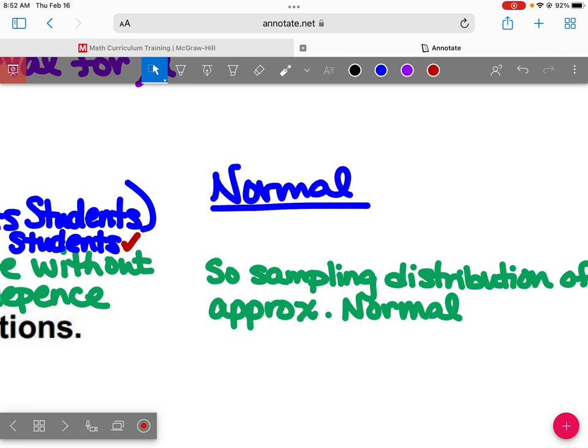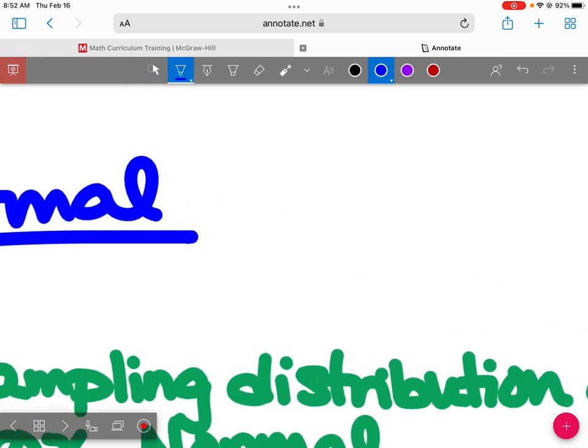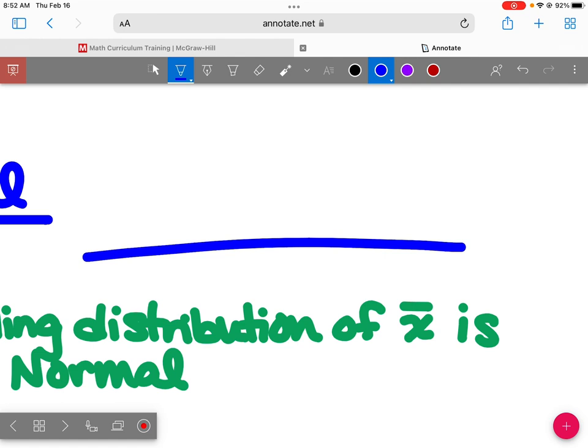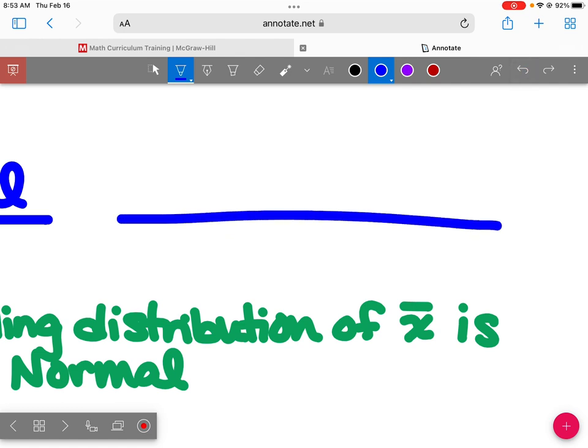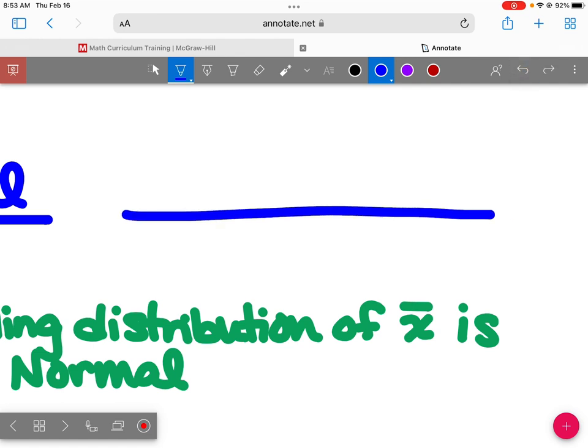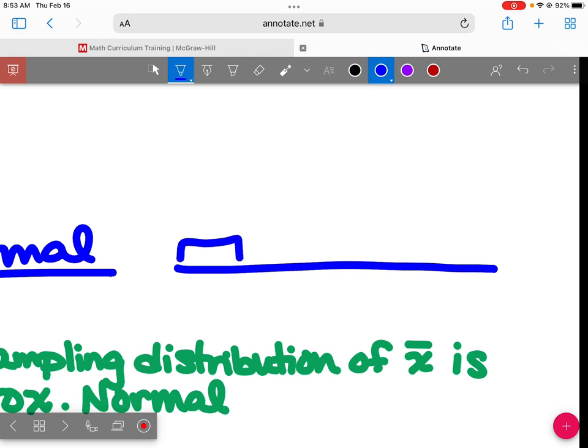Do you guys need me to leave this up on the screen anymore? Okay. I'm going to bring mine back up so that I can get this sketched in. And we do need to label what this is meaning. All right, so I'm going to get this here.